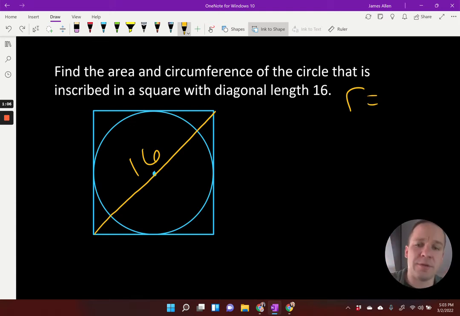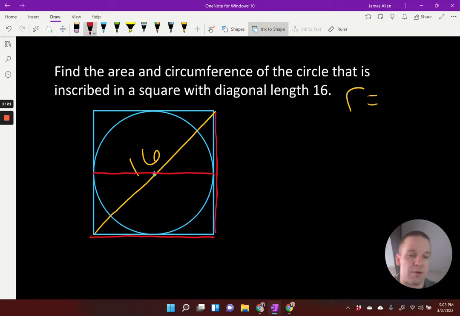Could I find the diameter of the circle? Now take a look here. If I found this length right here, or perhaps this length right here, that would be the same as going all the way across the circle, right? If I'm going across the square, whether it's on the side or somewhere in the middle of the square, if I'm going horizontally across, it's going to be the same length.